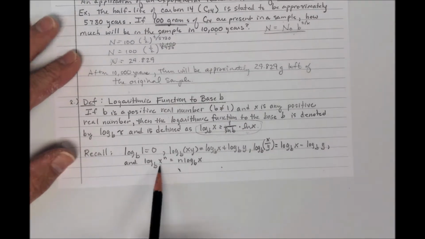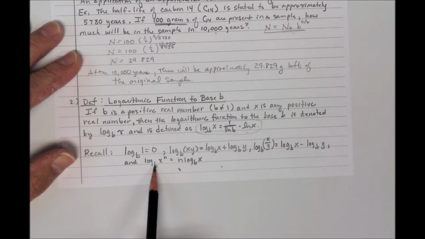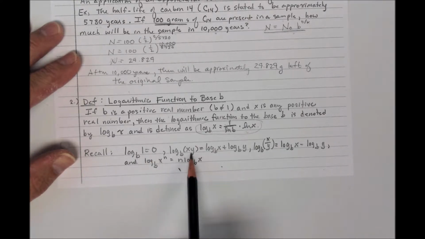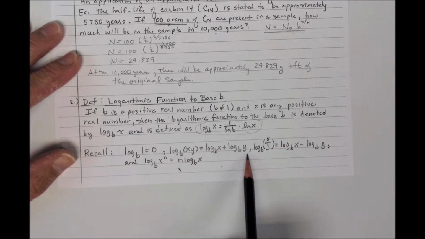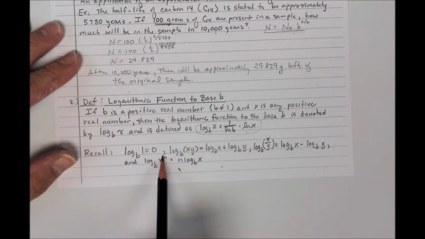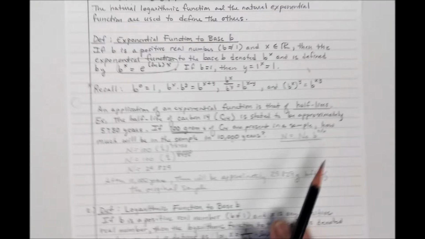Some more properties here of base b logarithms. Log base b, that's for any positive base not equal to 1, of 1 is equal to 0. The log base b of a product is equal to the sum of the logs. Log base b of a quotient is equal to the difference of the logs. And of course the one with the exponent, where we bring that out in front.